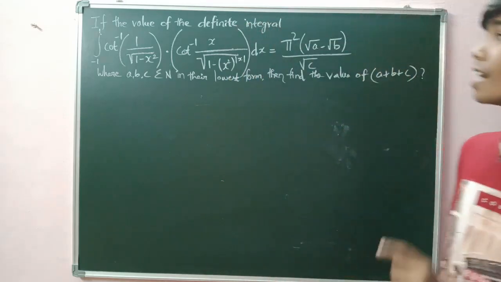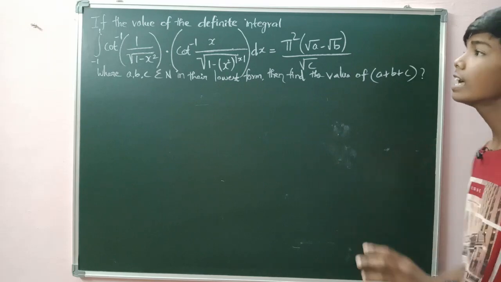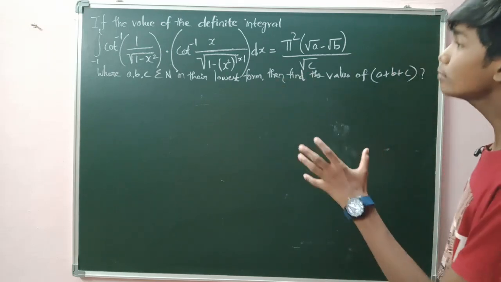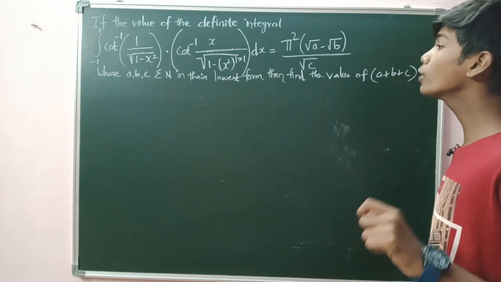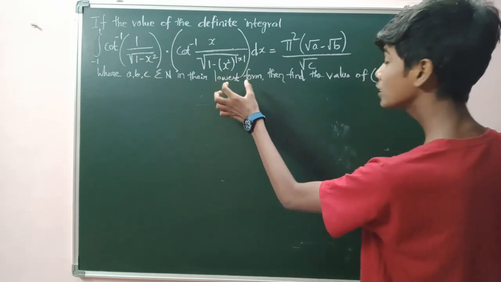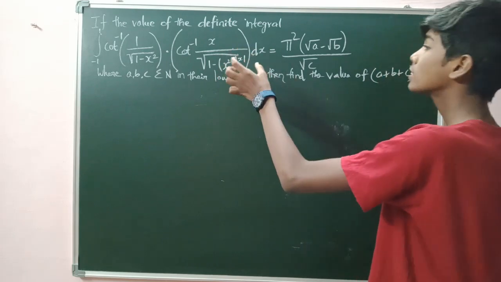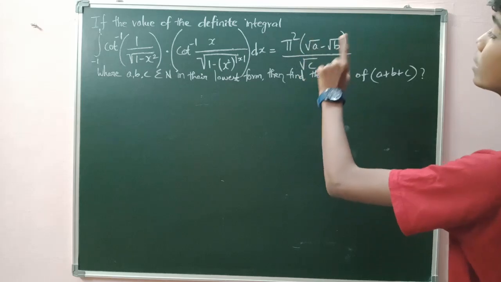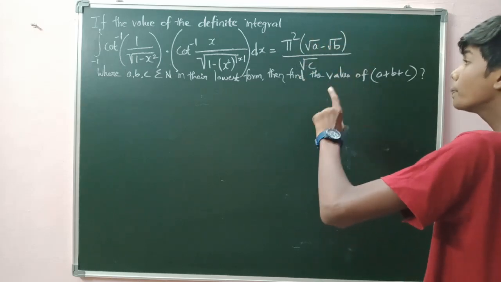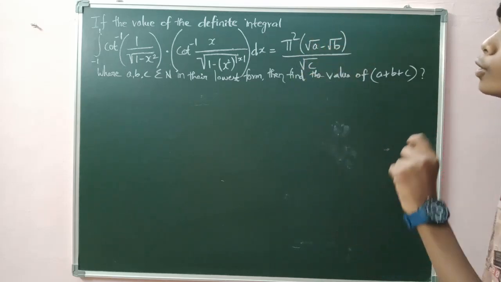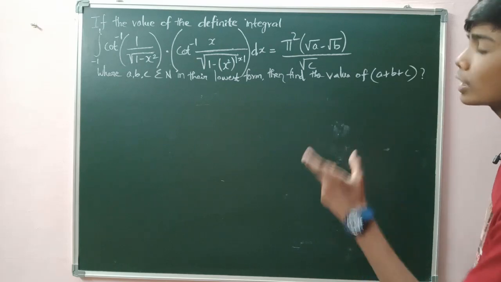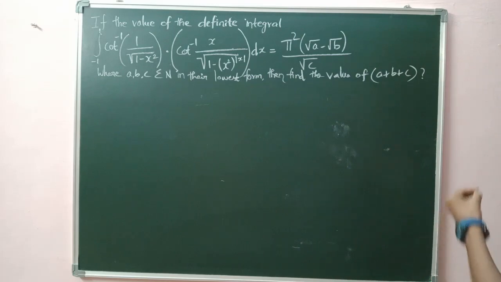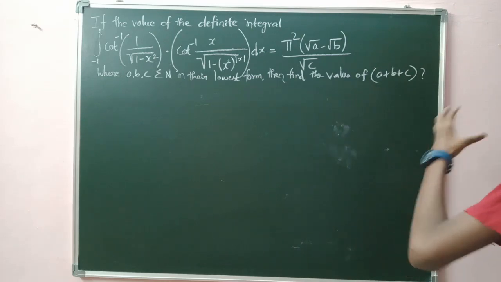The question is: if the value of the definite integral of cot inverse of 1 by root of 1 minus x square, times cot inverse of x by root of 1 minus x square, to the power of root x, whole dx, is given as pi square times root of a minus root b by root c, where a, b, c belong to natural numbers in their lowest form, then find out the value of the sum of a, b and c.